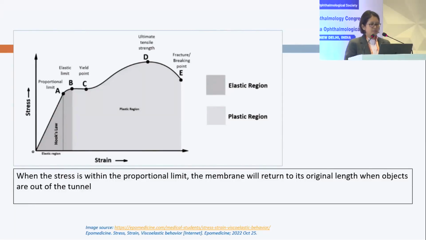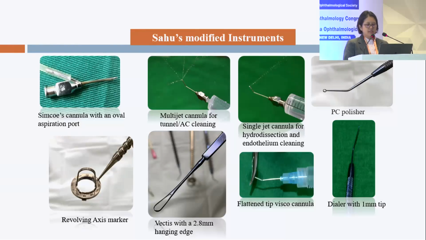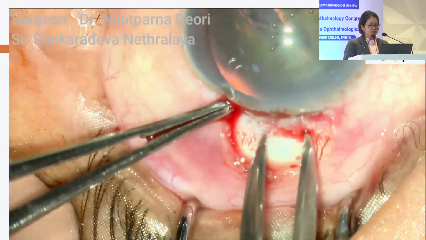So as I have explained, we have the elastic region of the eye, that is the sclera, and the plastic region of the eye, that is the cornea. By means of Hooke's law, we know that when the stress is within the proportional limit, the membrane will return to its original length, that is the scleral wound, when the objects are out of the tunnel. But if it crosses the yielding point, that is point C, then you will see fraying of the ends of the tunnel, and there will be fish mouthing of the scleral wound. So if you want good wound integrity, you need to understand this point before you go ahead with the surgery. The instruments that you want to use have already been shown by my previous speakers. So I'll go ahead with the surgery.